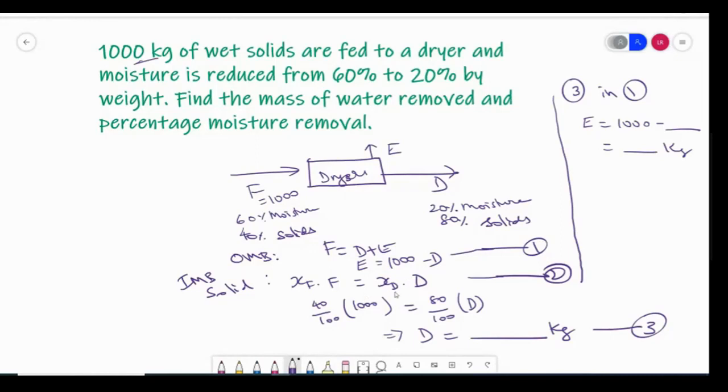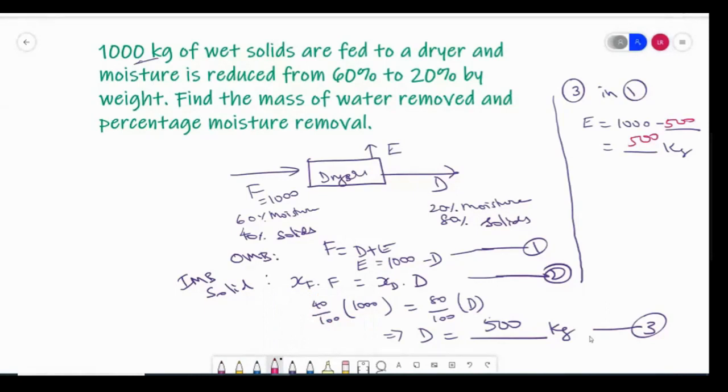What is the value? 500. D value is 500. So you have E value is 1000 minus 500, which is 500. Okay, so we have D and E values.